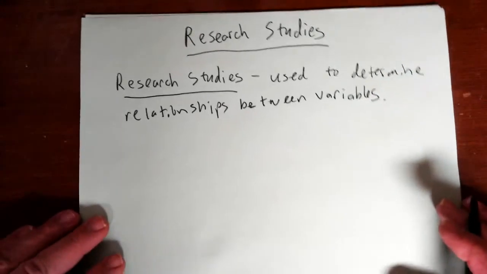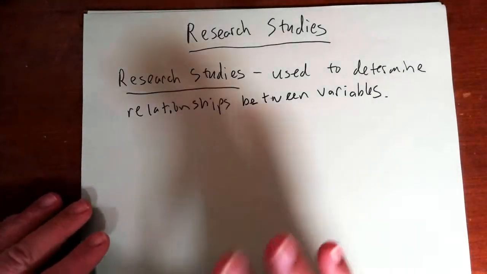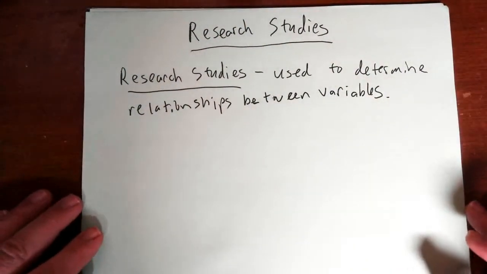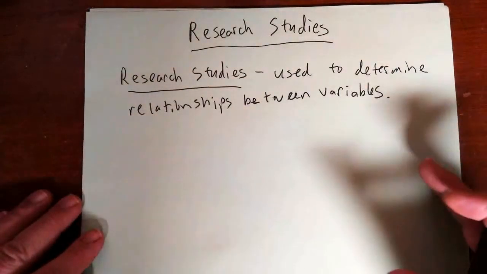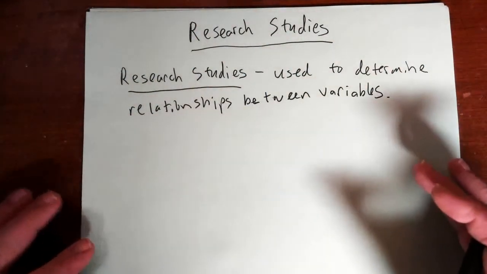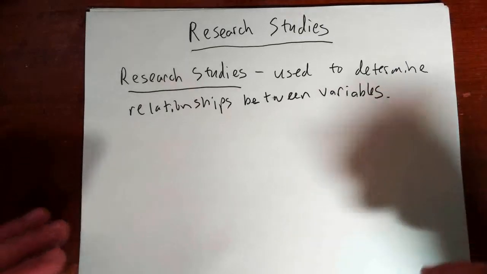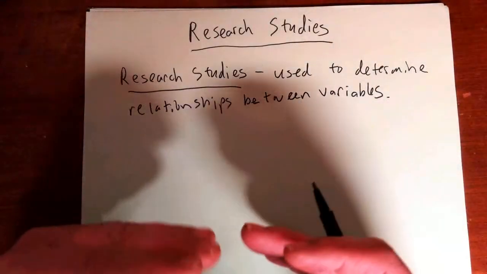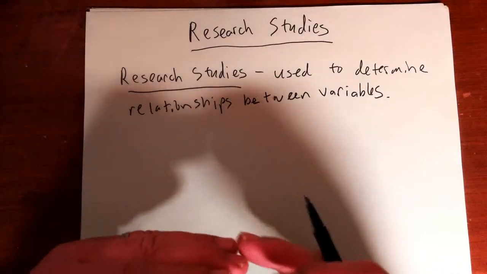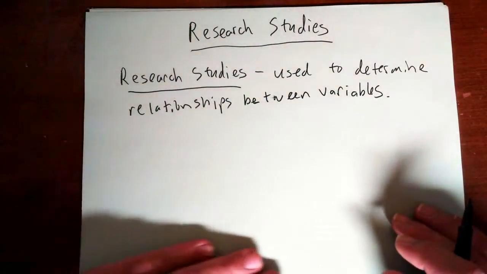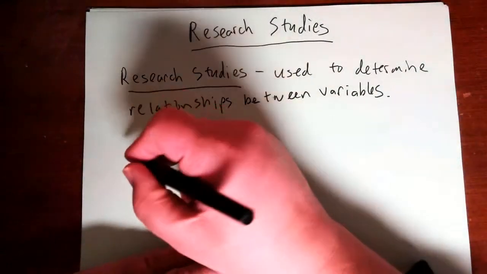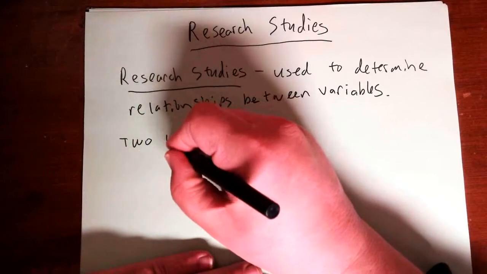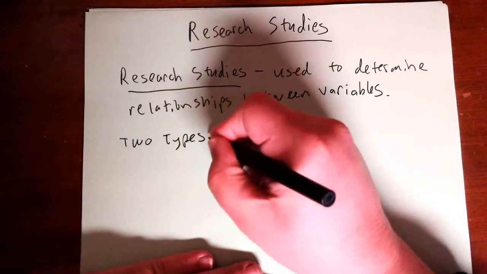So remember, a variable is something that varies from observation to observation in the population, and you collect data by observing the value of a variable. And so in a research study, you're wanting to learn if some sort of relationship actually exists between the two variables. And so there's going to be two types of research studies that we're going to look at.